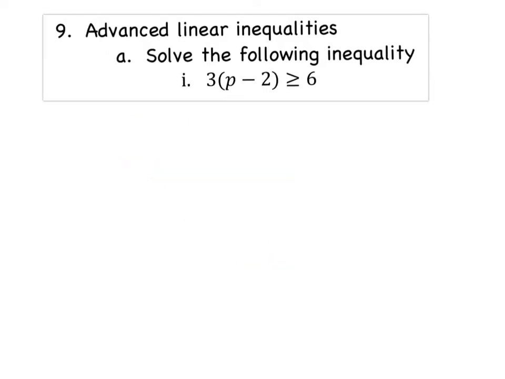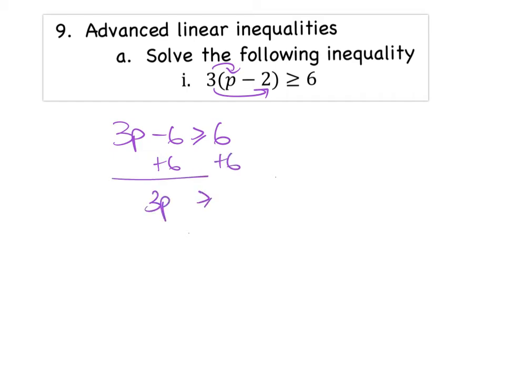Number 9. So they want us to solve the inequality 3 by p minus 2 is more than or equal to 6. So we use the distributive law and we expand the brackets. So we get 3p minus 6 is more than or equal to 6. We add 6 to both sides and we'll get that 3p is more than or equal to 12. And we divide both sides by 3. So we get that p is more than or equal to 4.